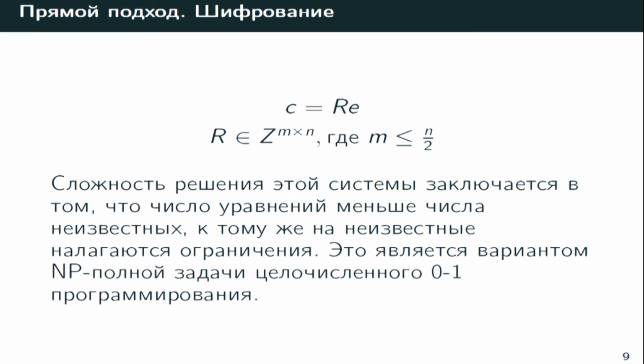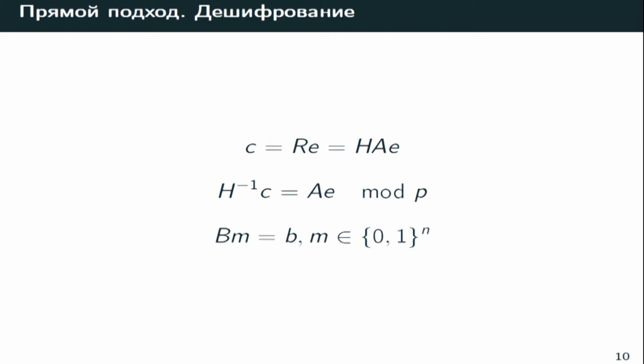So what is this encryption all about? It's the multiplying of the binary vector by the R open key. In terms of the hacker's approach, the number of equations is less than the number of the unknowns, and the unknowns are limitations. It's one of the tasks. Encryption is based upon reversibility of the H matrix. We have this BM equals B system.